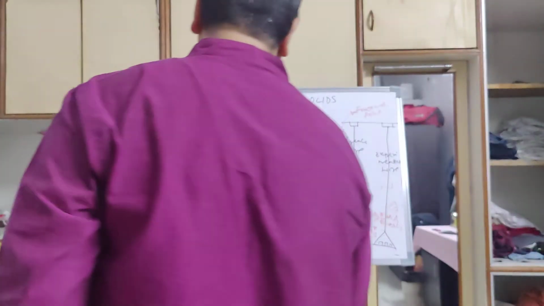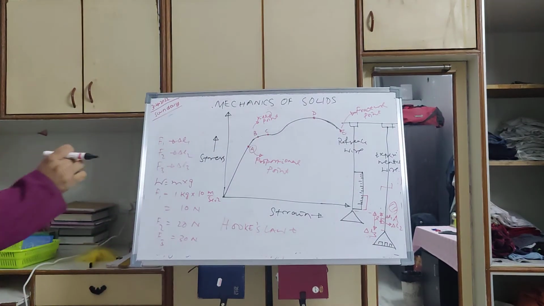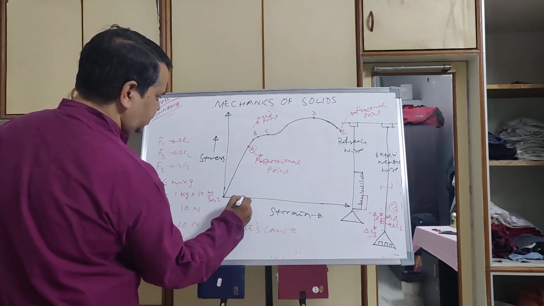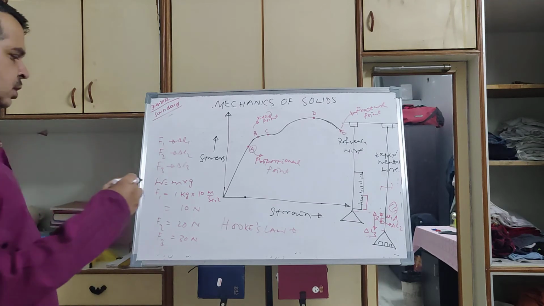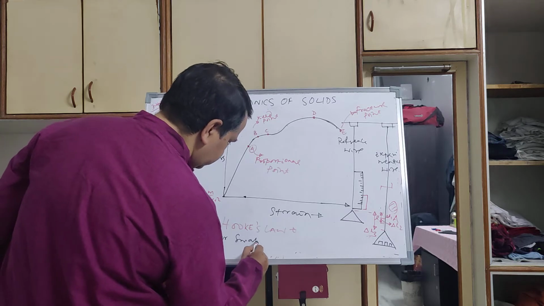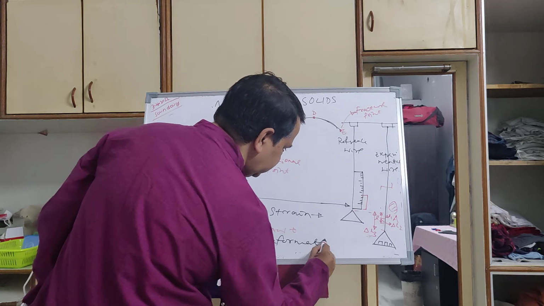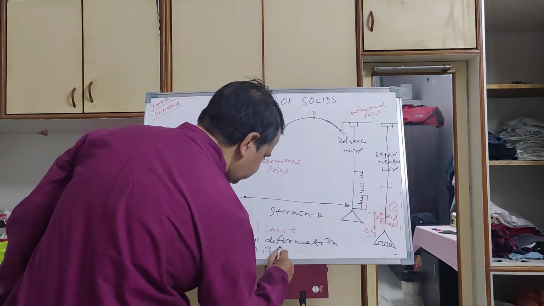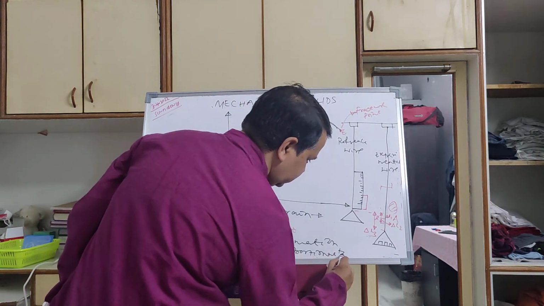Hooke's law says that for small deformation, like till this point A, how much is the deformation? Very small. So till this point, Hooke's law says, and somebody will ask you what is proportional. Hooke's law says for small deformation, stress is proportional to strain. Remember this.